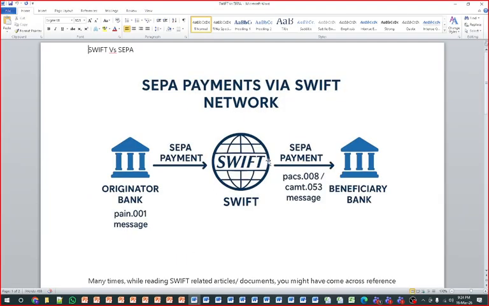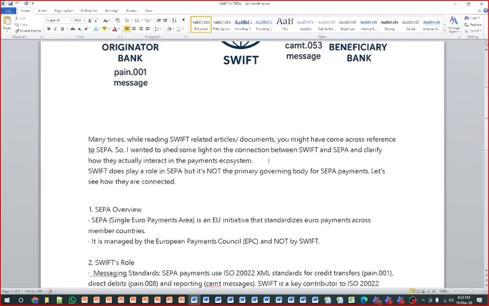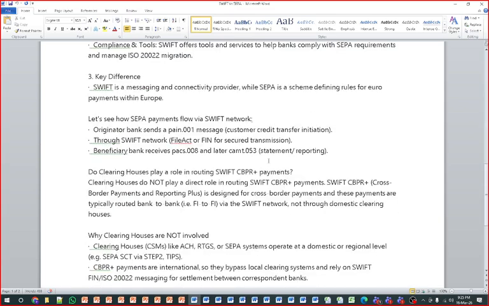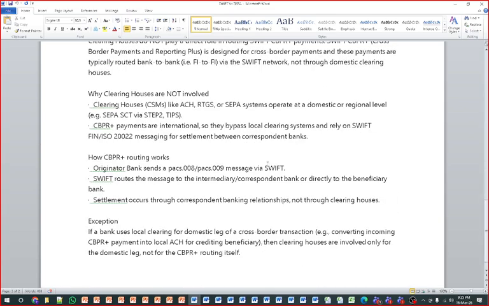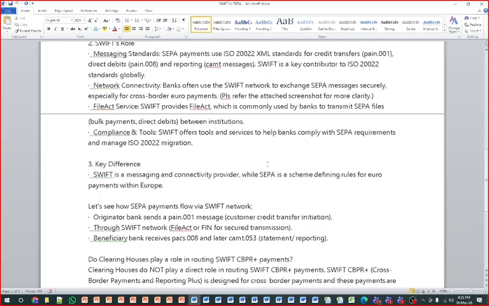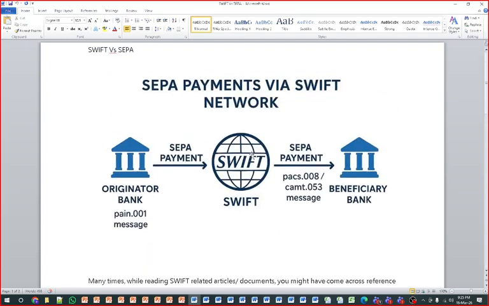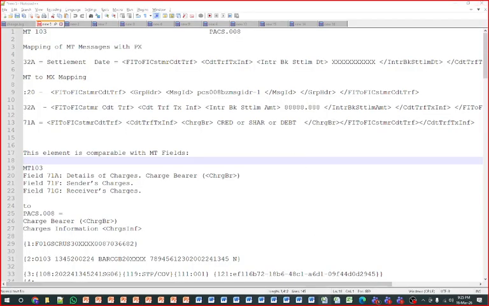There is also the SEPA payment concept. Though SEPA and now ISO 20022 are almost similar, we will look at how SEPA payments work. They have SEPA Direct Debit and SEPA Credit Transfer. These two flavors of payment are always asked about in interviews. So I'm going to walk you through how a SEPA payment exactly looks.